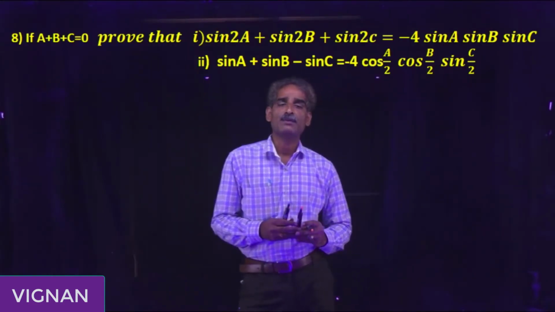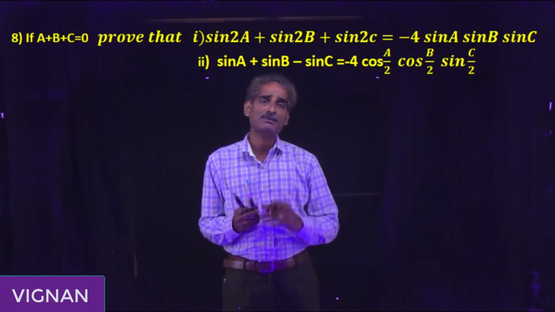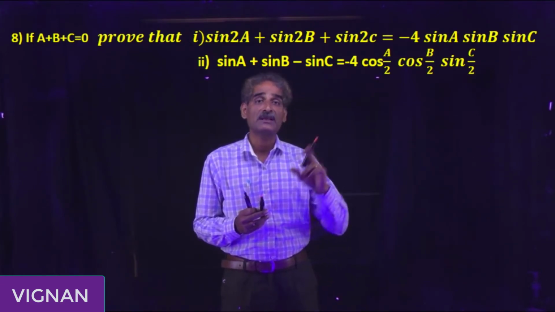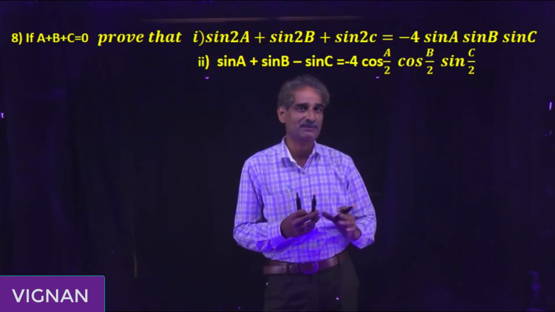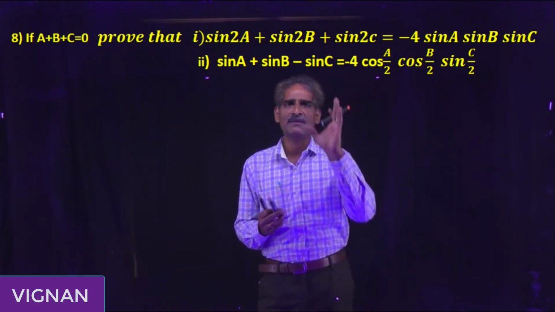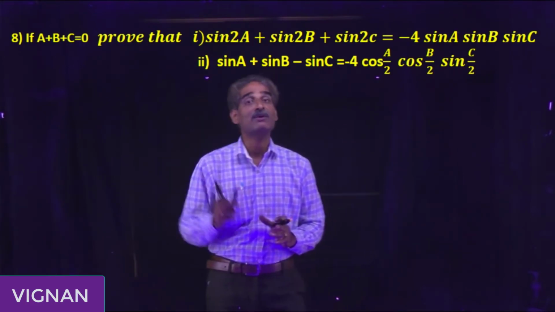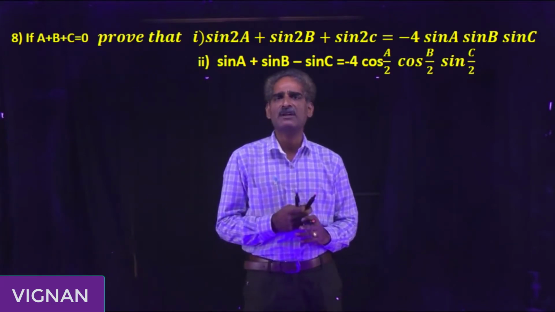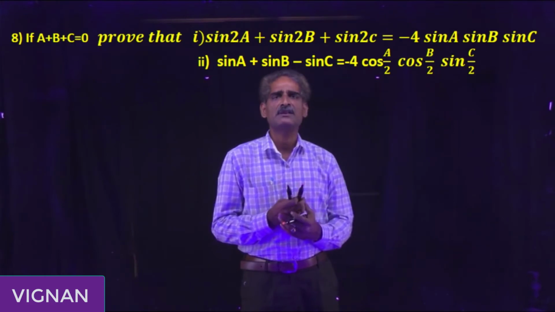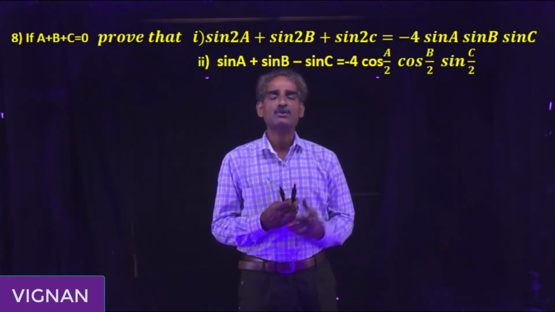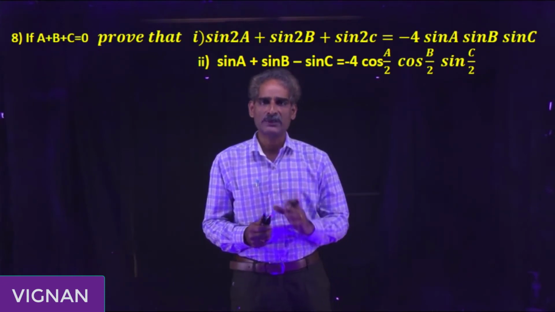See the first problem. If a plus b plus c equal 0. At a plus b plus c equal to 180, we did a problem sin 2a plus sin 2b plus sin 2c equal to 4 sin a sin b sin c. Here the left hand side has no change. It is the same problem, at a plus b plus c 180. Here the condition is different, a plus b plus c 0. Here on the right side we will get an extra minus, that's it. So the procedure is the same, but the condition is different, a plus b plus c 0 we have to use here.